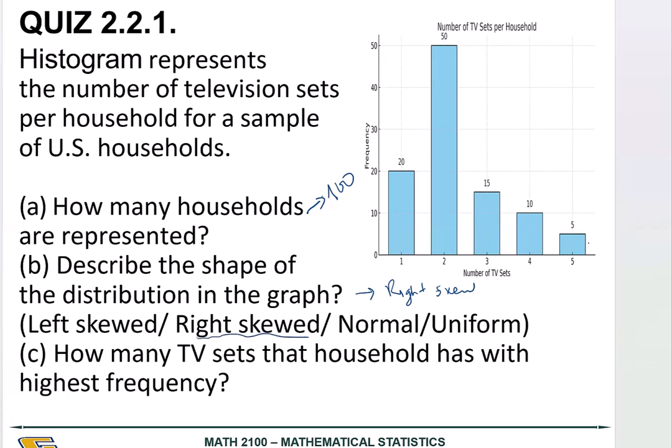How many TV sets does a household have with the highest frequency? So in this case, you can look at the highest frequency. We have two, right? 50 here. So which is two, right? Two.